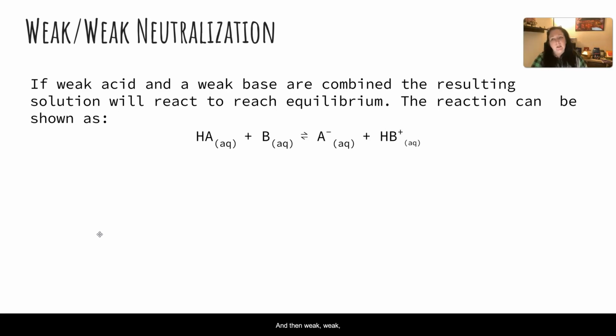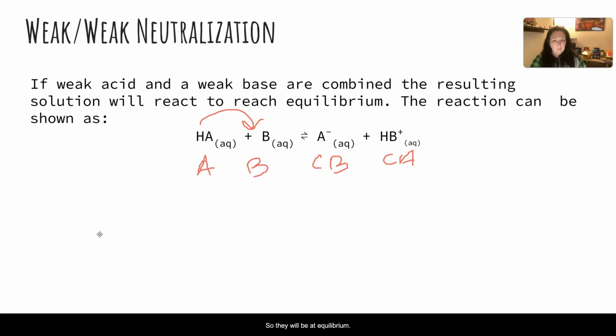And then weak, which we'll talk more about later, but a weak acid and a weak base are combined. So it's an acid-base reaction, just like any other acid base. So this is my acid, and this is my base, and then acids donate a proton. And so this is my conjugate base, and this is my conjugate acid.